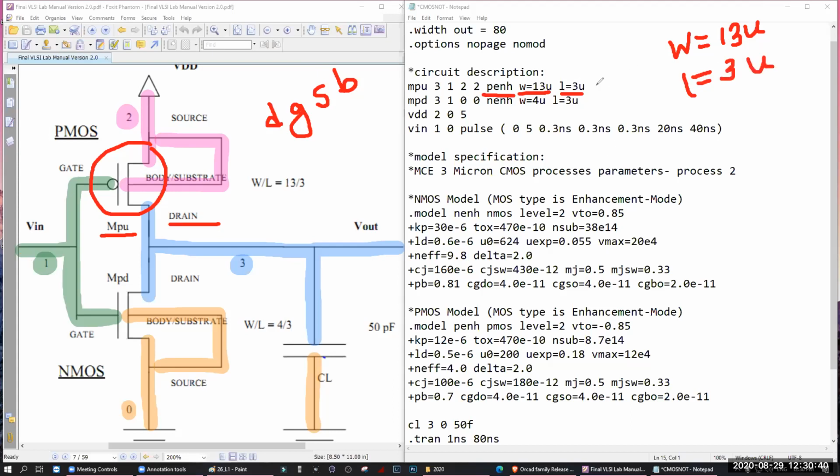Today's lab will be fixing these two. The purpose of today's lab will be fixing these two. Only these two. Nothing else we will fix. We'll change these and see the performance. We will try to find the optimum settings. Settings means W and L.